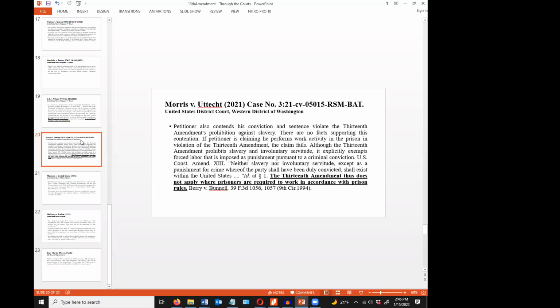Then it goes on to say the 13th Amendment does not apply where prisoners are required to work in accordance with prison rules. And they cite Berry versus Bunnell, which was decided in 1994. So again, they're double, tripling, and quadrupling down on it. Once the person has been duly convicted, then they got to work. If the prison rules say you got to work, you got to work. And there's no remedy in the courts for you.